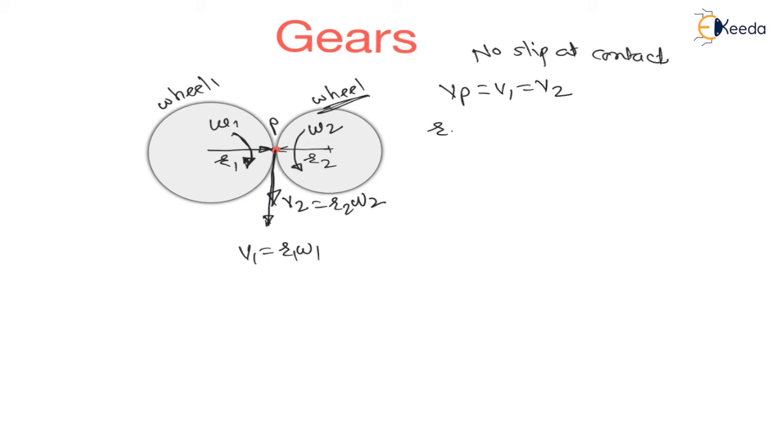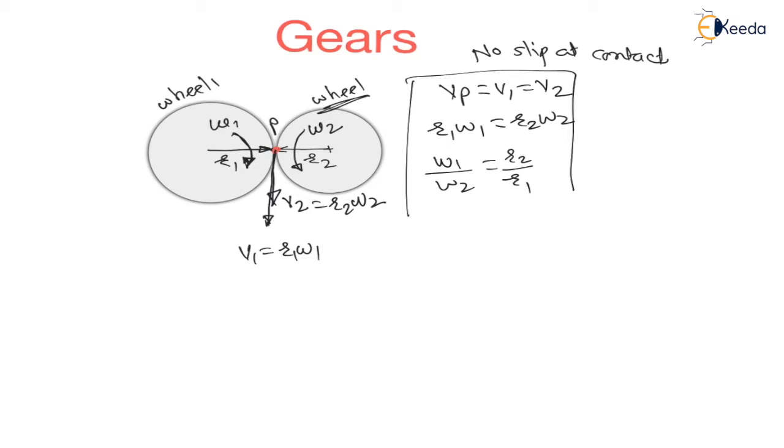Therefore can I say r1 omega 1 is equal to r2 omega 2. Therefore omega 1 divided by omega 2 is equal to r2 divided by r1. Now this is the condition for no slip. We can say this is the no slip condition, right? Now whenever there is no slip, such a drive is called a positive drive.